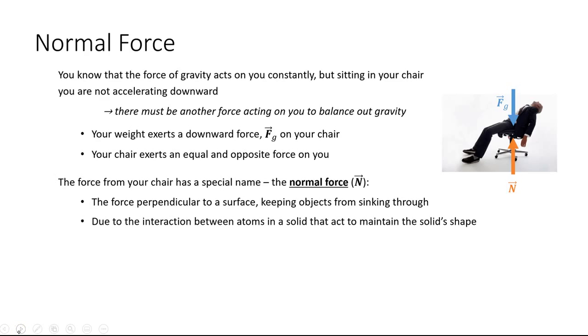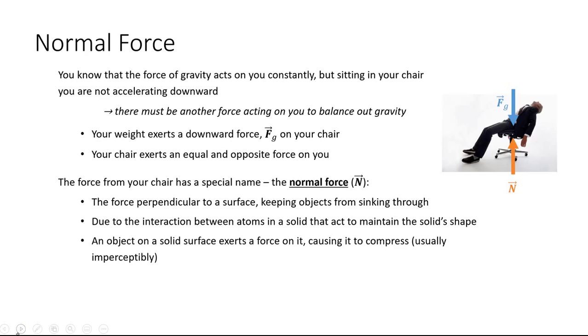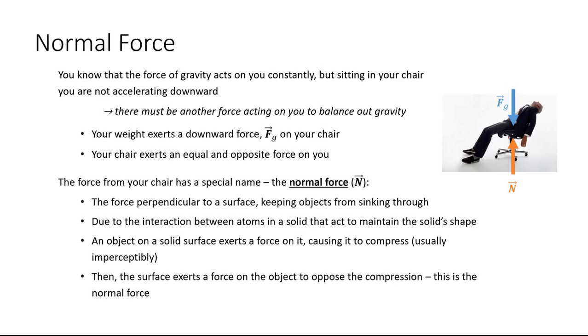So where does it come from? Well, it's really due to the interaction between atoms in a solid that help a solid maintain its shape. The solid surface you're sitting on doesn't want objects to sink into it, so those atoms want to prevent other atoms from coming into their surface. What that means is that when an object is set on a solid surface, that object will exert a force on that surface, and that force will cause the surface to compress a little bit, so it will cause it to accelerate, although most of the time that's an imperceptible acceleration. Then that surface is going to exert a force back up on the object to oppose that compression, and that force is called the normal force.